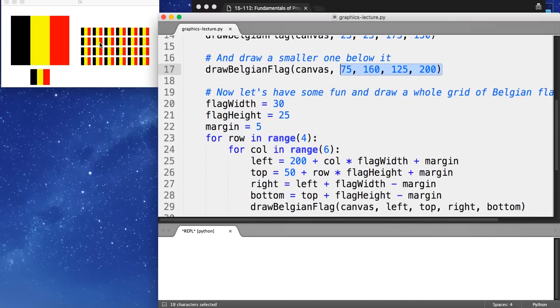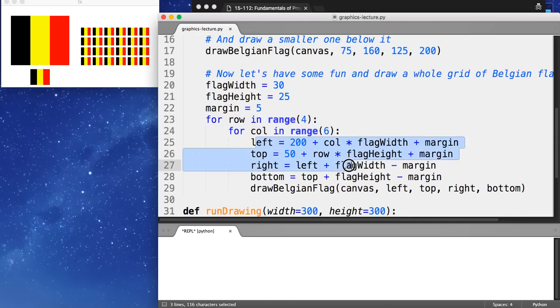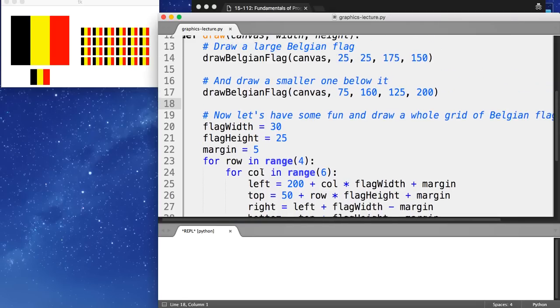Much more interesting probably is this grid of Belgian flags, where we have a certain number of rows and columns. And we're computing the left, top, right, and bottom of each of these flags based upon where they are in the grid. We call draw Belgian flag repeatedly for each one of these. Fine. How do we actually draw a Belgian flag? Well, it's not that hard.